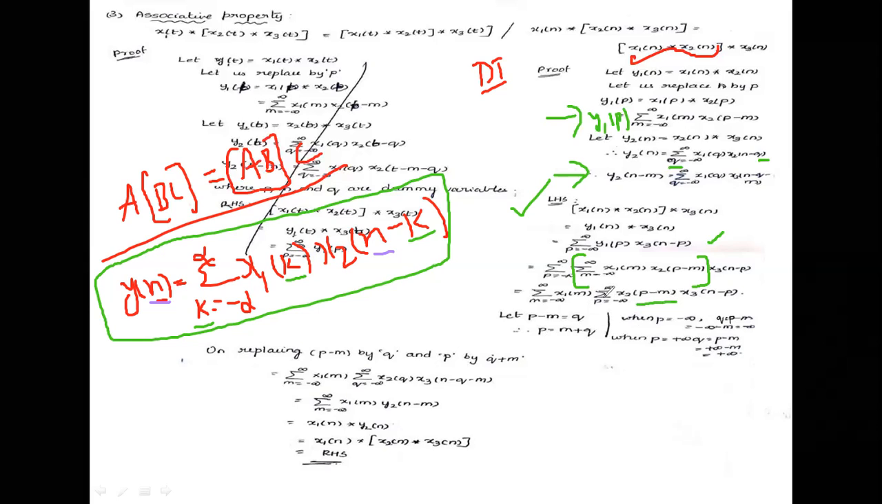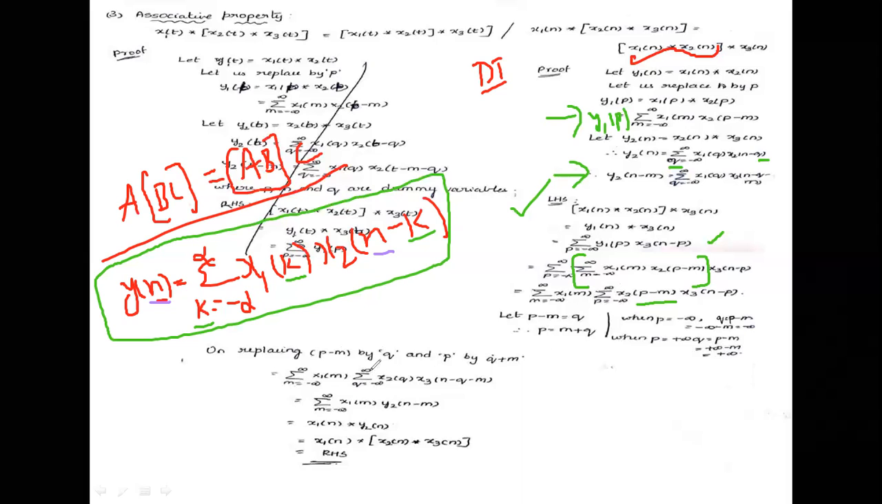So the limits here, the p values, I'm changing the p values to q. So when p is equal to minus infinity, q is equal to minus infinity. When p is equal to plus infinity, q is also plus infinity. There is no change in the limits. So the sum over m from minus infinity to infinity of x1 of m, and the sum over p now changes to q.